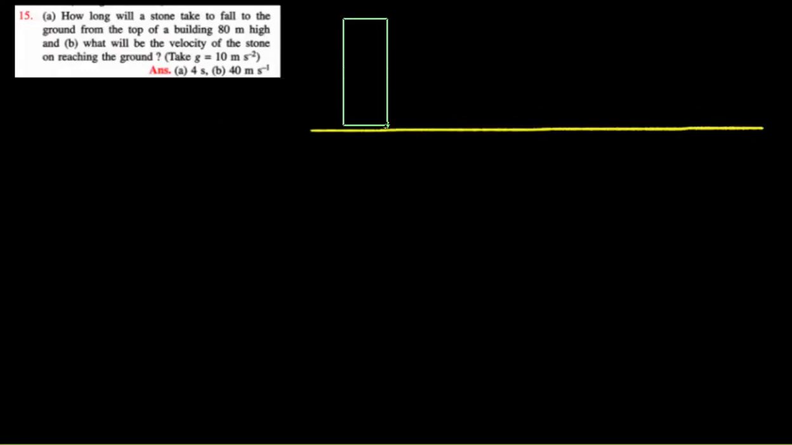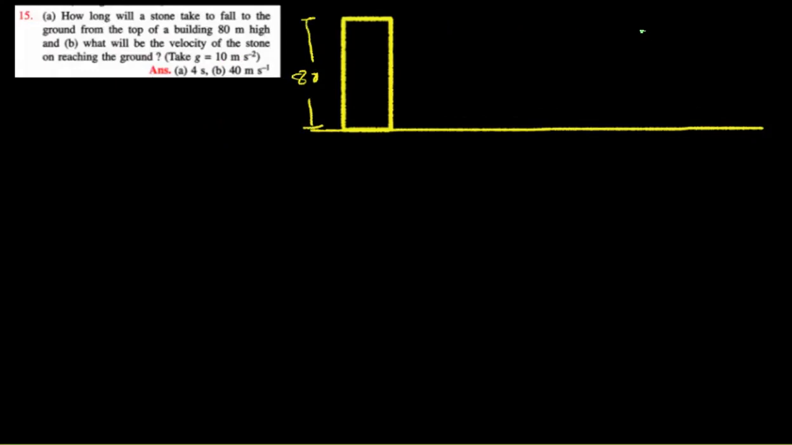Okay, let's look at numerical number 50. How long will a stone take to fall on the ground from the top of a building 80 meters high? So let's try to draw it. This is the ground, and let's draw a building. This is the building. The height of the building is 80 meters. So this height is 80 meters.